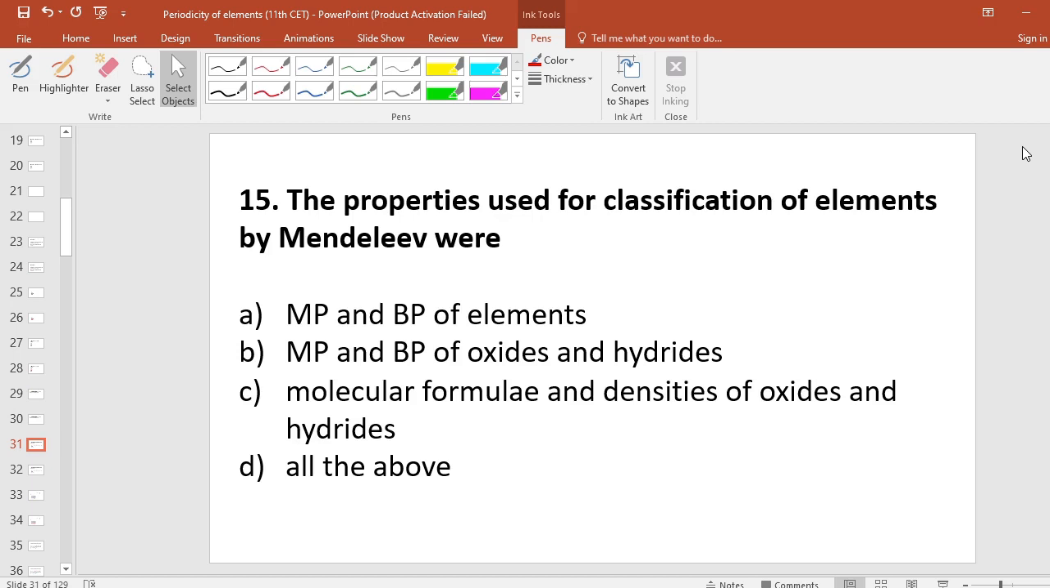The properties used for classification of elements by Mendeleev were: Mendeleev used melting points and boiling points of elements themselves and their compounds, that is oxides and hydrides, and also their densities and molecular formulae. So the answer is all the above.